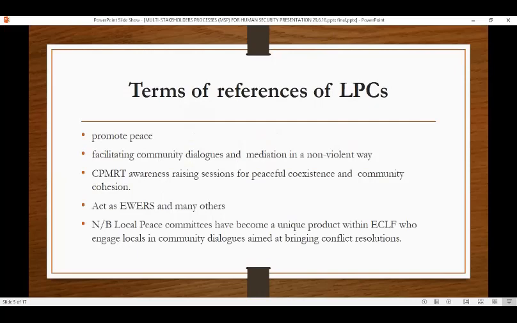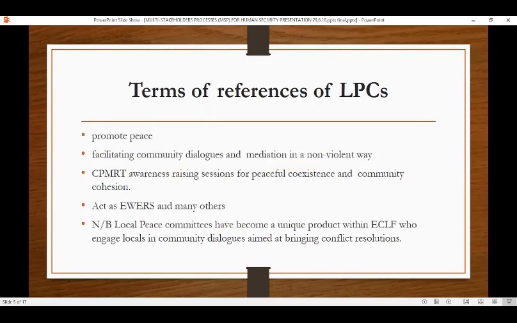They are the local peace infrastructure. They are there to promote peace and sustain the peace within the communities. And remember, this is about ownership. The communities have now found that peace, and they are going to be facilitating community dialogues and mediating in a non-violent way, and they will continue to raise awareness for peaceful coexistence and building community cohesion. And they also act as early warning systems.